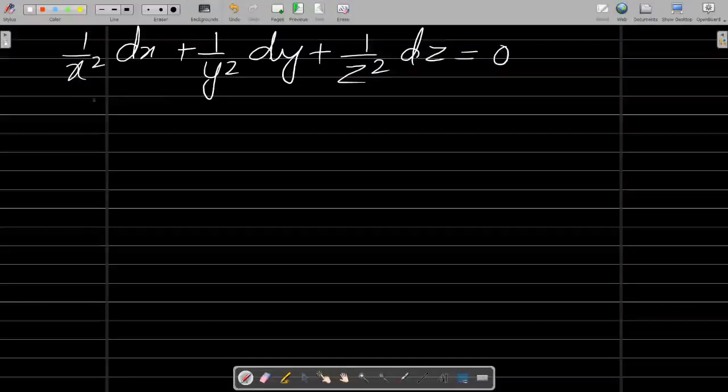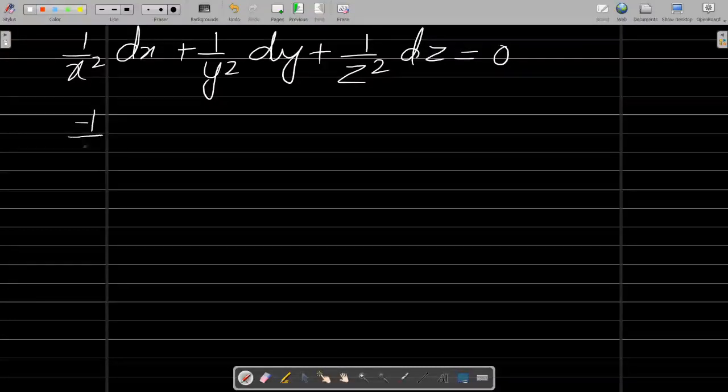Now integrating both sides, you get the integral of 1 by x square. The output will be x raised to n plus 1 by n plus 1, so x raised to minus 2 plus 1, which is x raised to minus 1 by minus 1, that is minus 1 by x.